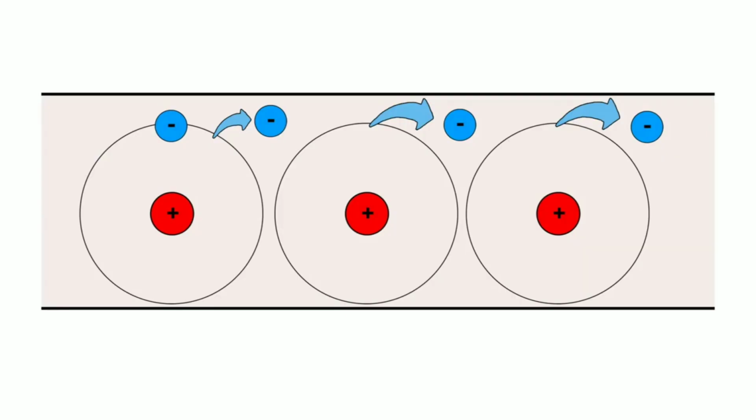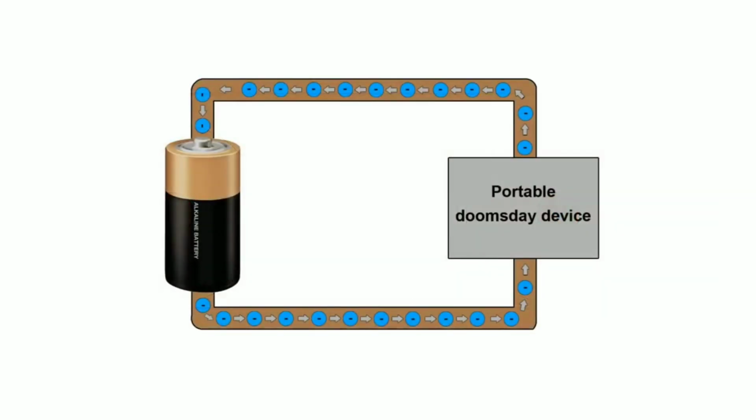Even though each electron is only jumping a tiny distance, this overall flow happens close to the speed of light. And that's basically what the flow of electricity is. When electrons are flowing through something, you can say that electric current is flowing.